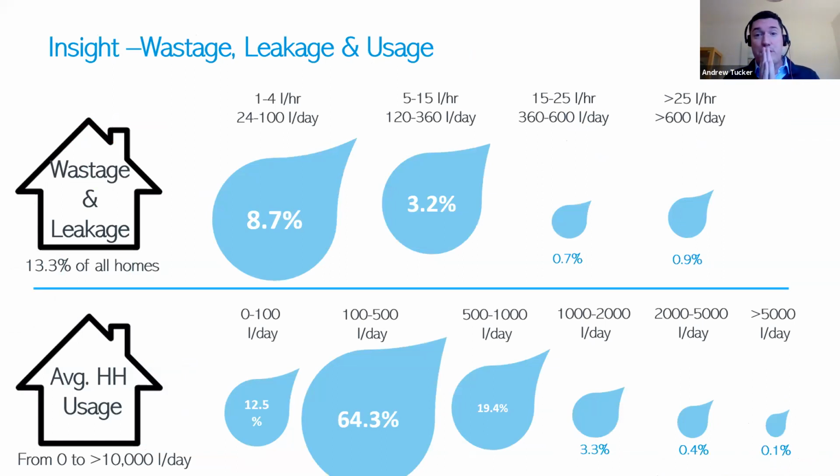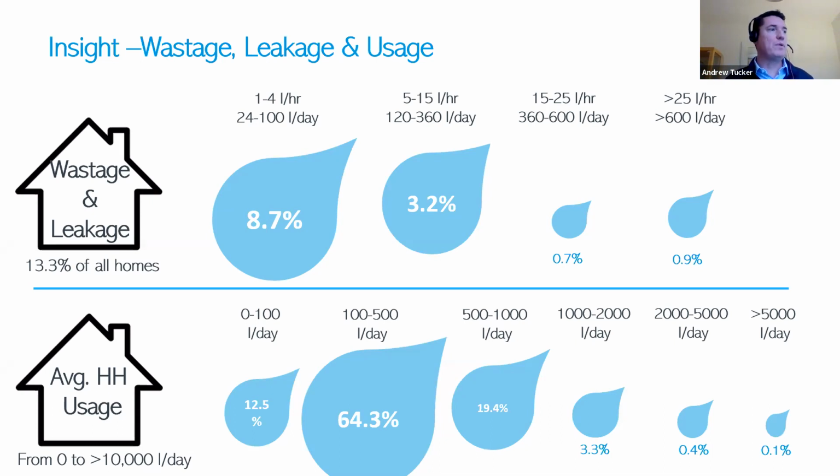What the smart meter data is showing us is really granular information about usage and leakage. The top part there, those drips, is a breakdown of wastage and customer side leakage. And we've seen that the vast majority, there's the scale of those big drops there, I apologize for my bad graphical design capabilities, are really, really small flows. We have a huge number of households with lots of little flows.